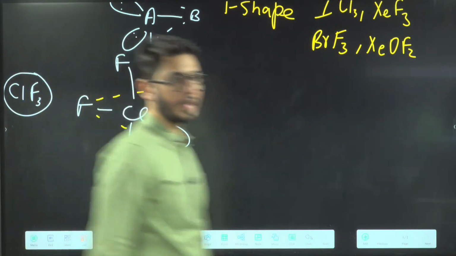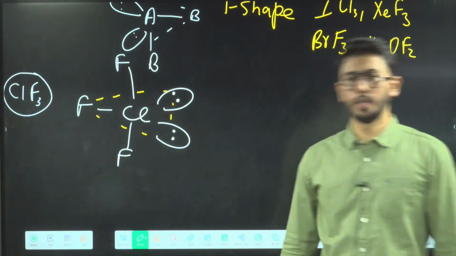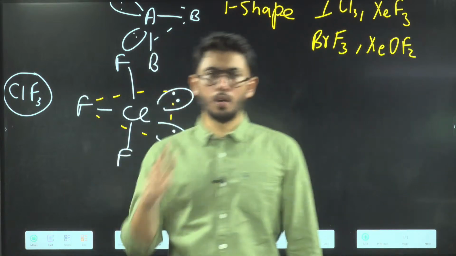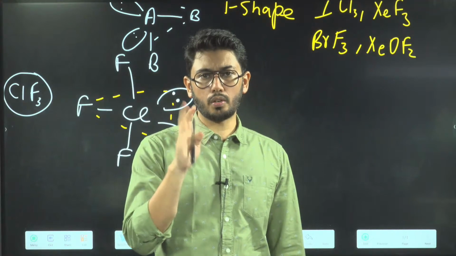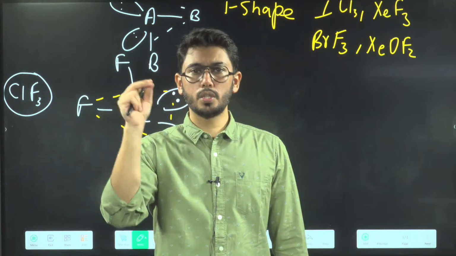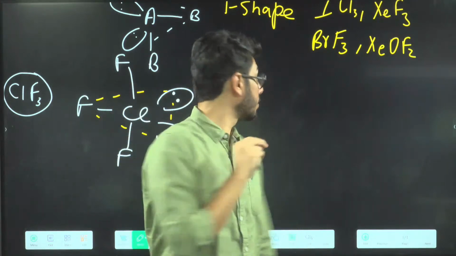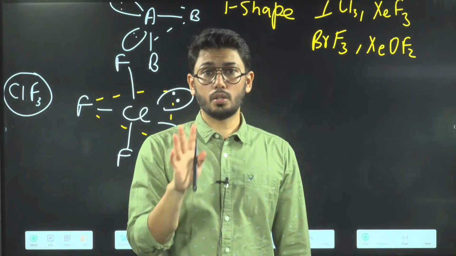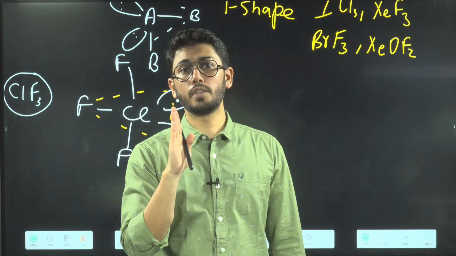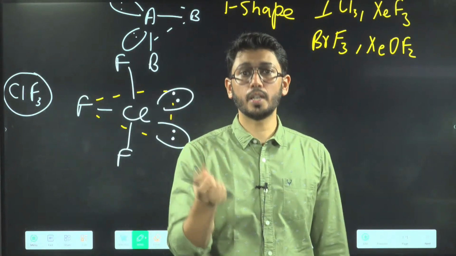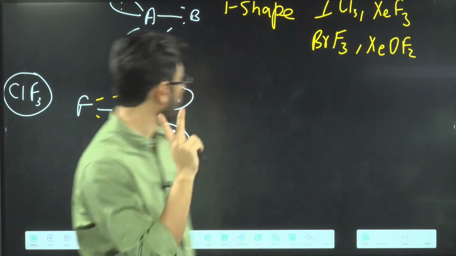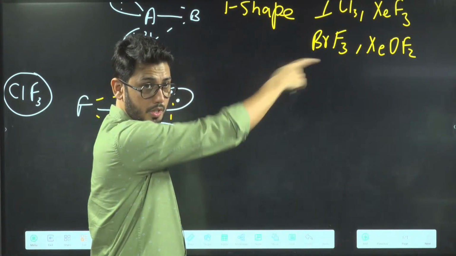Any other structure? XeOF2, try this one also. XeOF2, xenon has 8 electrons, oxygen will form a double bond. Okay, 2 electrons are used, of whose? Xenon's. Xenon used 2 electrons with oxygen, 2 electrons with fluorine. That means it is using 4 electrons in bonding, and the remaining 4 electrons of xenon are converted into non-bonded electrons, which are lone pairs. So 2 lone pairs and 3 bond pairs, oxygen and 2 fluorines.